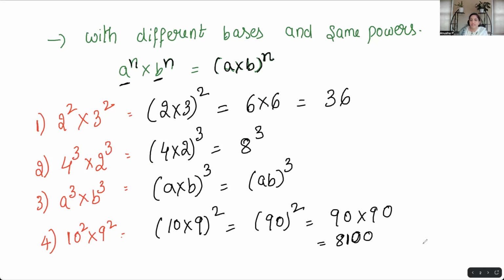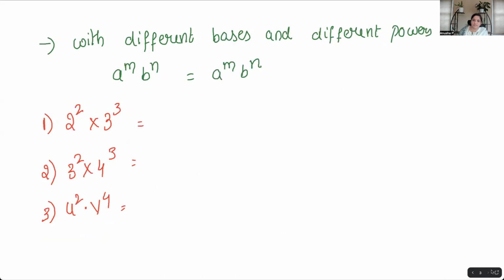Okay, we have the third one with different bases and different powers. In that we can't combine anything. We have to do the exponents individually and multiply. Here, a to the power of m and b to the power of n. Here we can't do anything. First you expand the individual exponents and then you multiply.